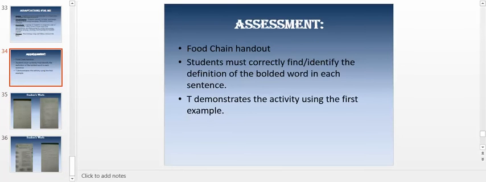So the food chain handout was given at the end of the class and was used as an assessment. Students had to correctly identify the definition of the bolded word in each sentence, and I demonstrated the activity by completing the first example in the class.